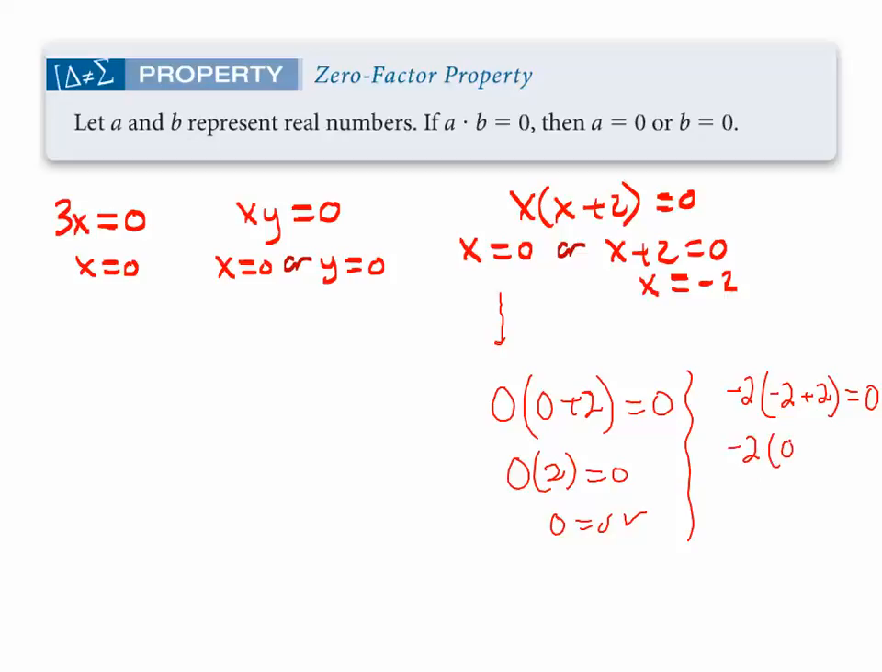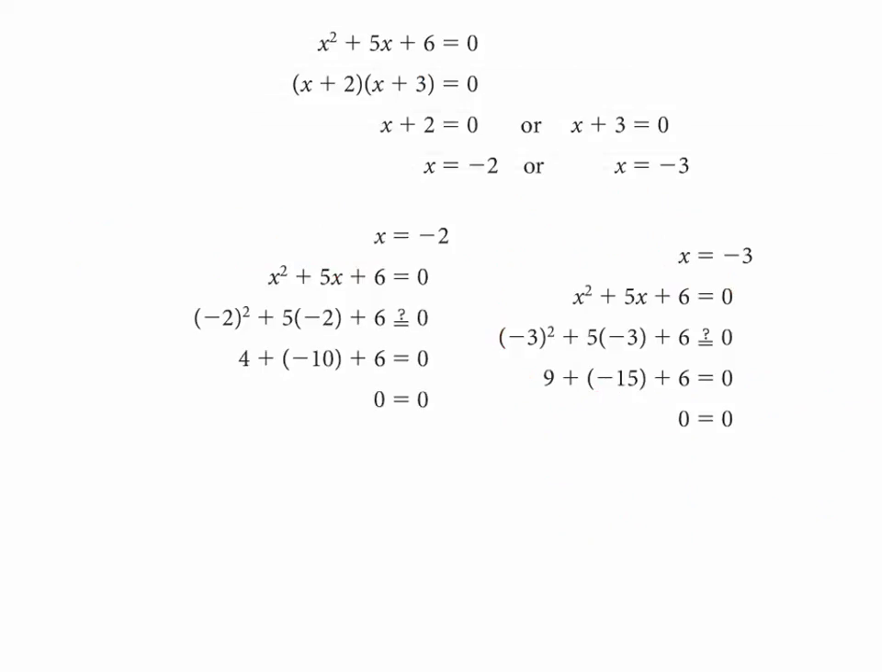Absolutely, because the stuff inside the parenthesis will become 0. -2 plus 2 is still 0. They're opposites. And then you get this, which is done. Okay, we good? Alright, now let's go to our problem here. Let's go to an example problem then.